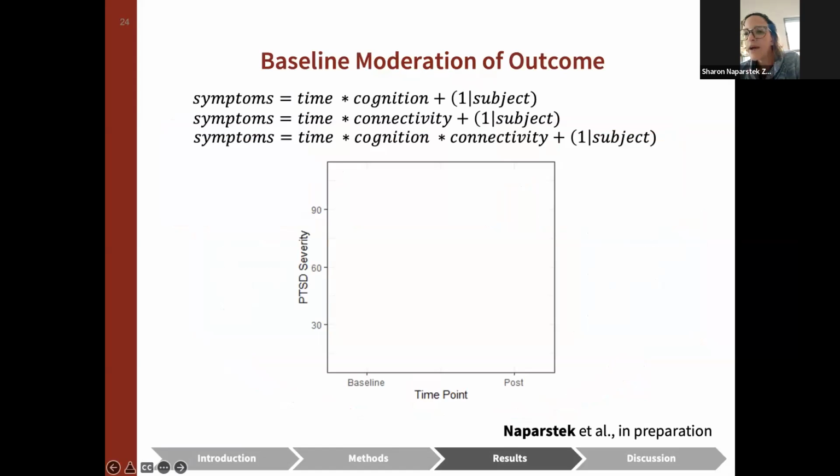Next slide, please. The way we address this question is by looking at linear mixed effect models and examining cognition and connectivity each time. I'll just move on to the results.